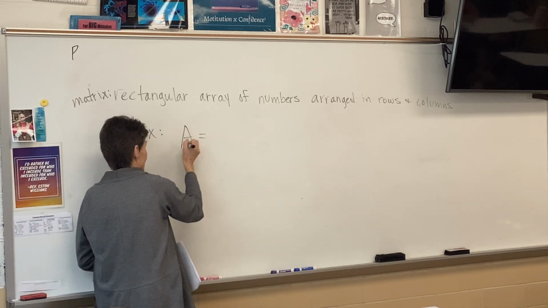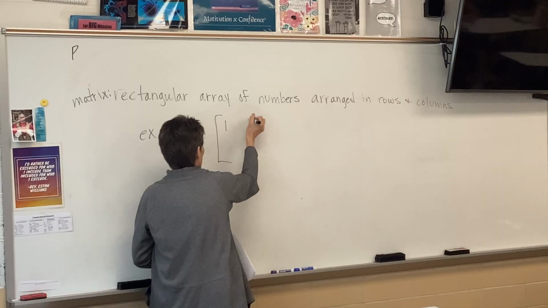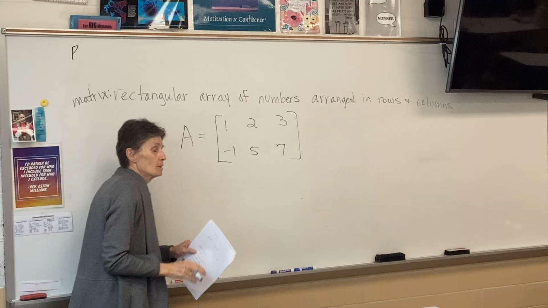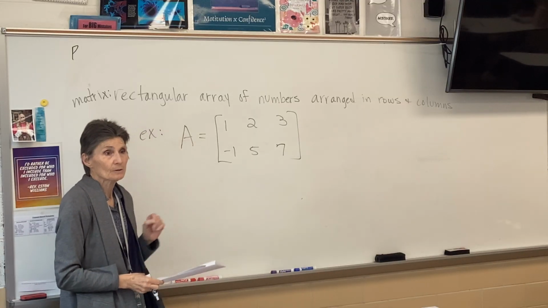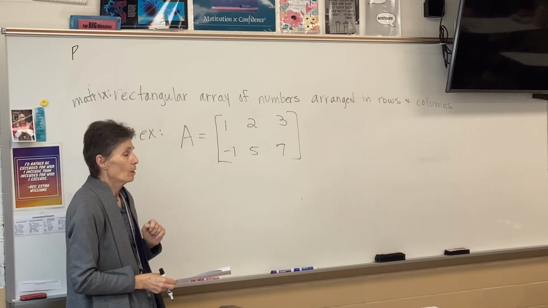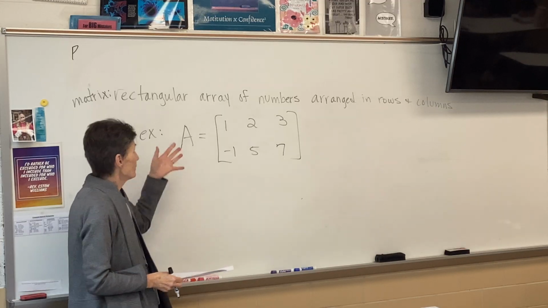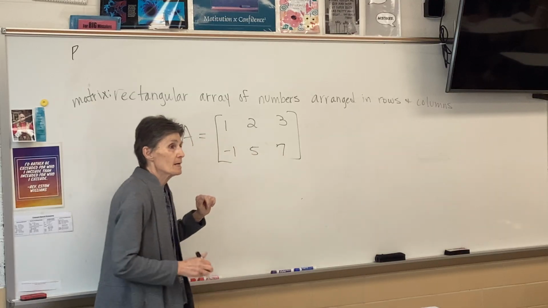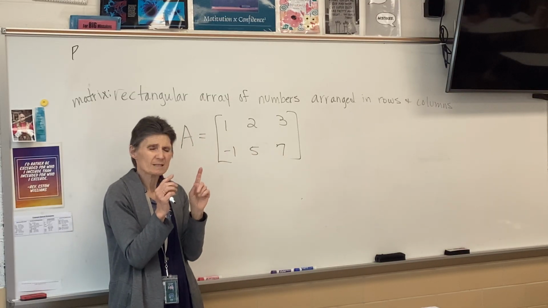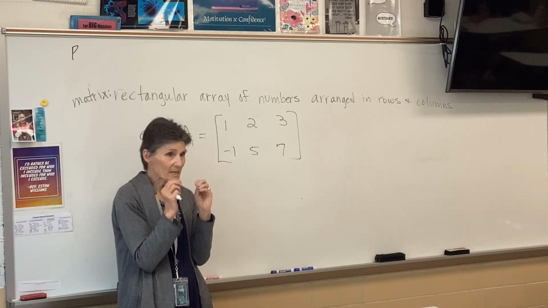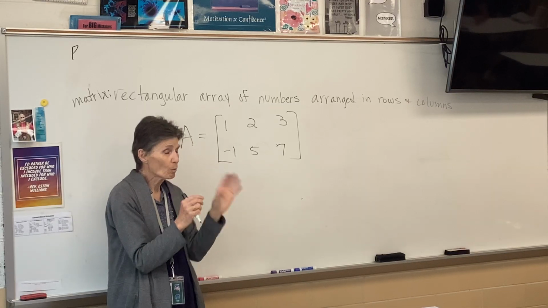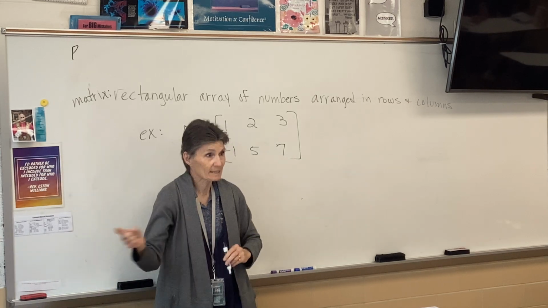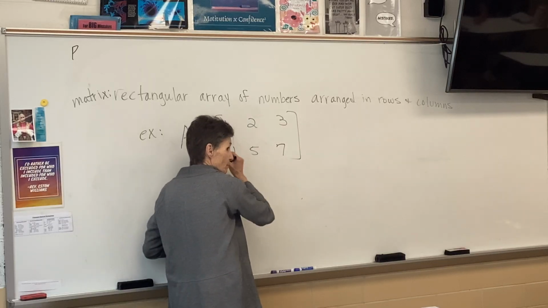I'm going to call it matrix A. A rectangular array of numbers arranged in rows and columns. This is an example. Here are your numbers. They're in rows and columns. Now, it's so simple, but it's so important that we keep straight what are rows and what are columns. If you walk into the gym, these are the rows of the bleachers, right? They go like this. These are the rows of the matrix.